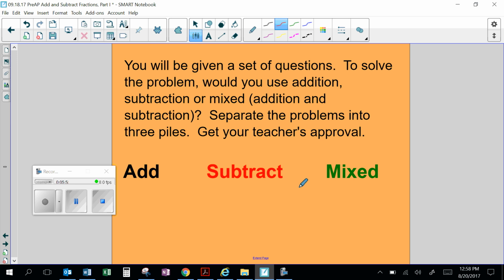You're going to be given different sets of questions because in the real world, you do not just see fractions in isolation. You see everything through a context, a real life. You're going to separate them into 3 piles: adding, subtracting, and mixed number. So words like "combine" and "in all" mean adding. "Find the difference" and "how much more" mean subtraction.